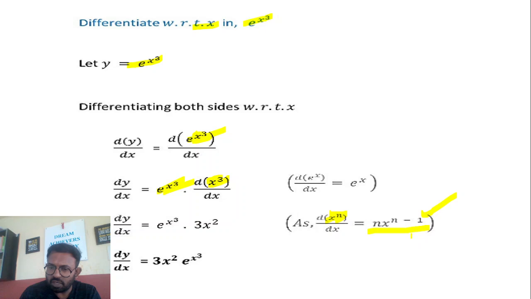No need to write every time while solving each and every problem, but you should be knowing. For explanation I have written here. Next, so x cube differentiation I should differentiate in this form. As I know, x cube differentiation is 3x square. So e power x cube differentiation will be e power x cube into x cube differentiation, which is 3x square. So the final answer is 3x square e power x cube.